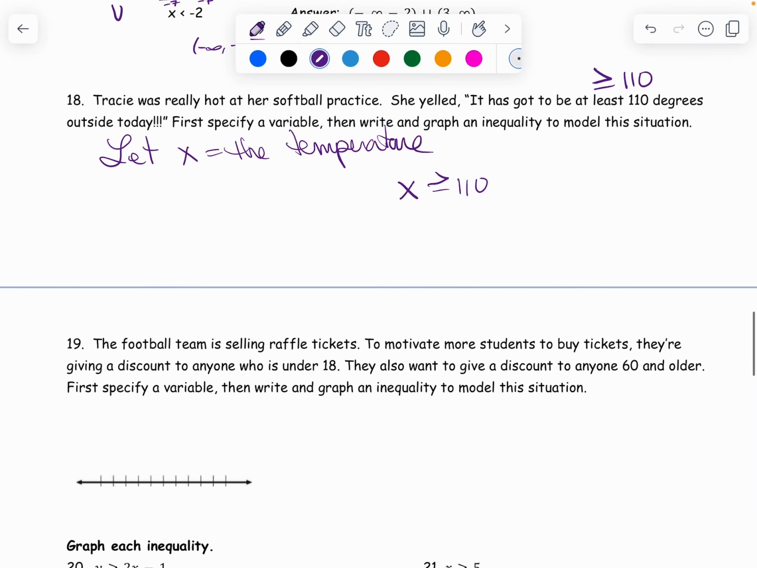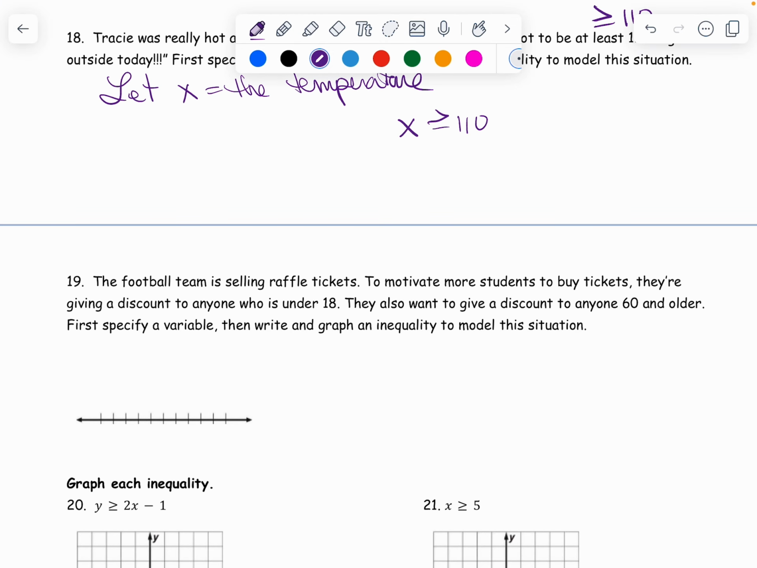The football team is selling raffle tickets. To motivate more students to buy tickets, they're giving discounts to anyone under 18, less than 18. They also want to give a discount to anyone older, 60 and older. So x is greater than or equal to 60.